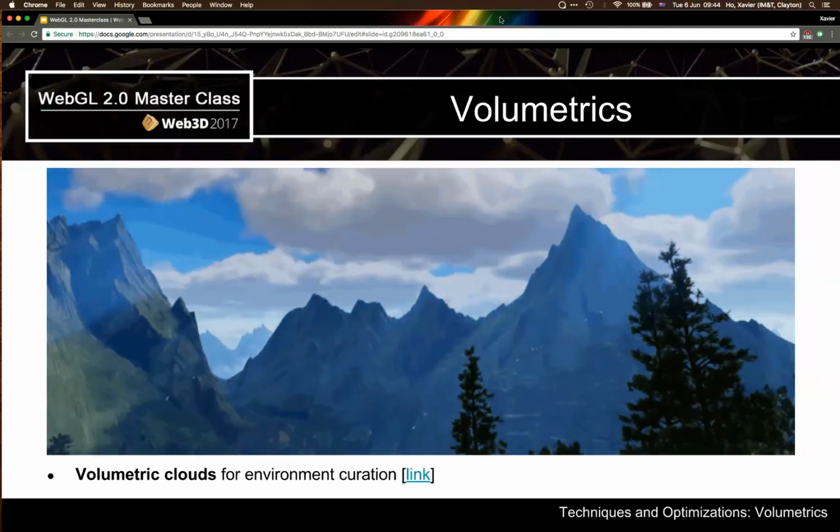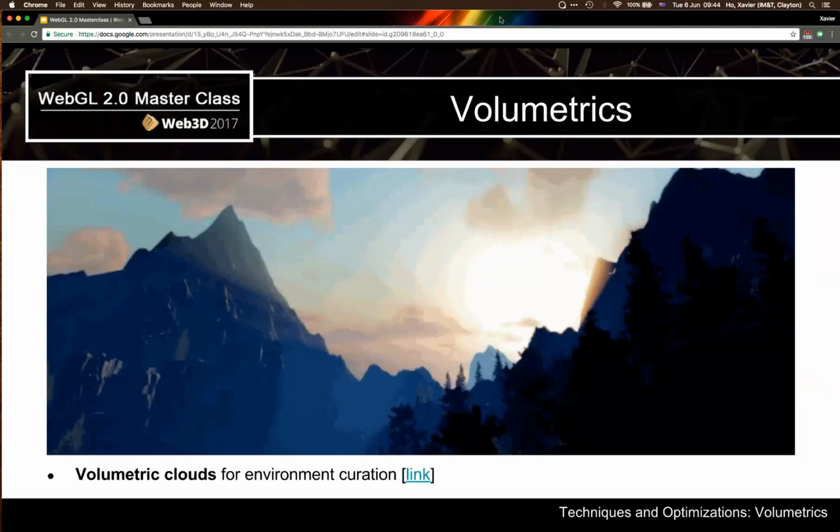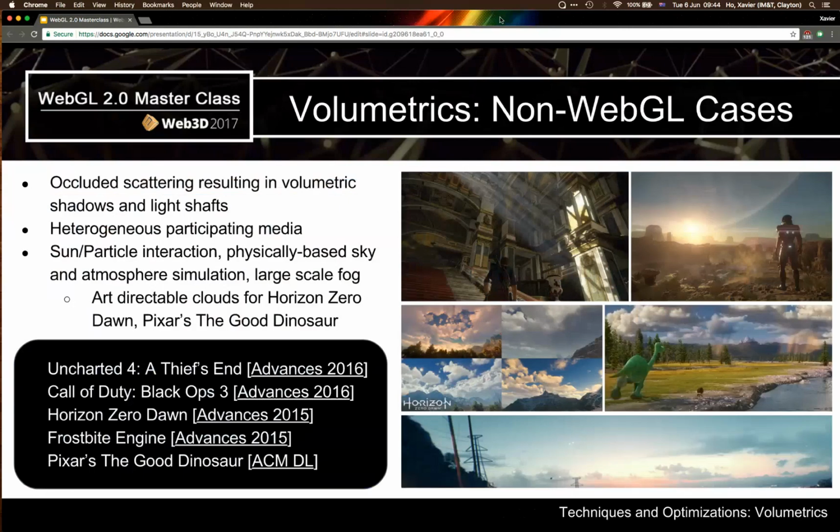But there's a lot of good use cases for it. One is definitely volumetric clouds for environment curation, and that's been used in multiple games and film. One good example is Horizon Zero Dawn, which has them. They're artistically directed, and you can modify them as an artist in approximately real time, if I remember correctly. You can read more about that in Advances in Real-Time Rendering, the rendering link over there. Pixar's The Good Dinosaur also uses 3D volumetric clouds.